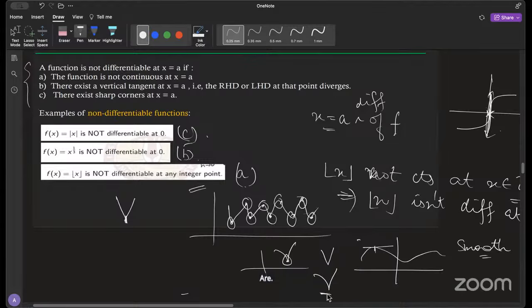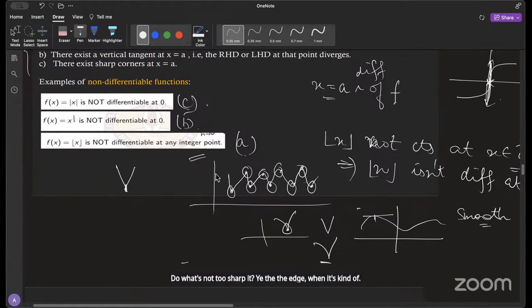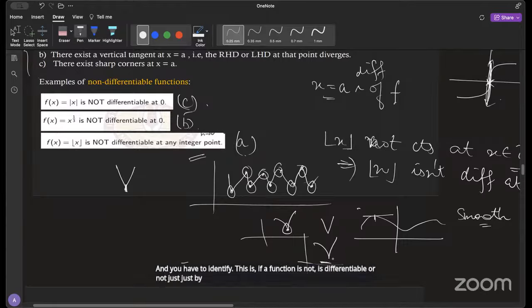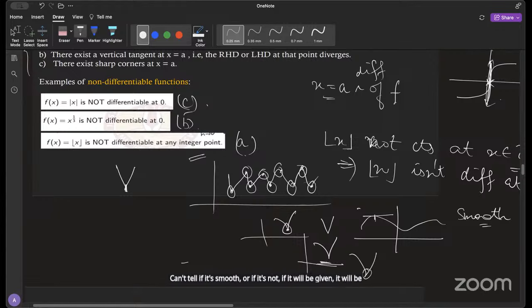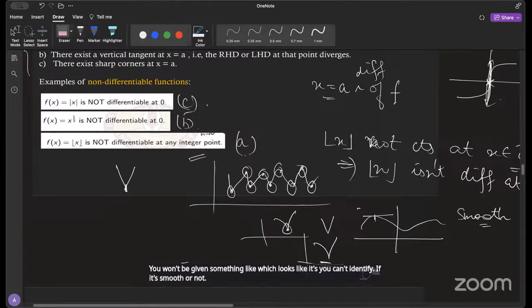Are you talking about this one? If it's not too sharp, when the edge is smoother compared to the current one? If you've been asked to identify a graph and you have to identify if a function is differentiable or not just by looking at the graph, then you will be given clear signals. You won't be given something where you can't tell if it's smooth or not. It will be given like this, where you can clearly see that there is a sharp turn. You won't be given something that looks like you can't identify if it's smooth or not.